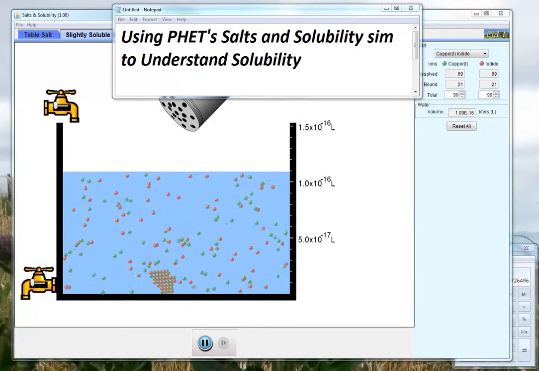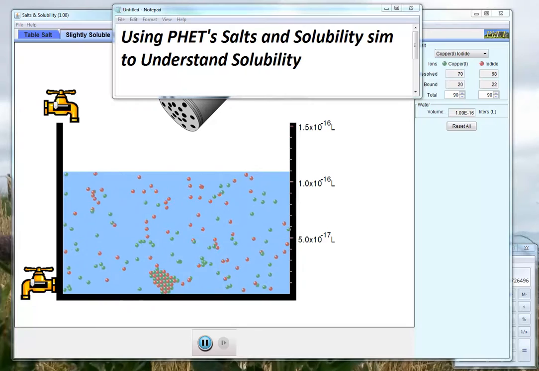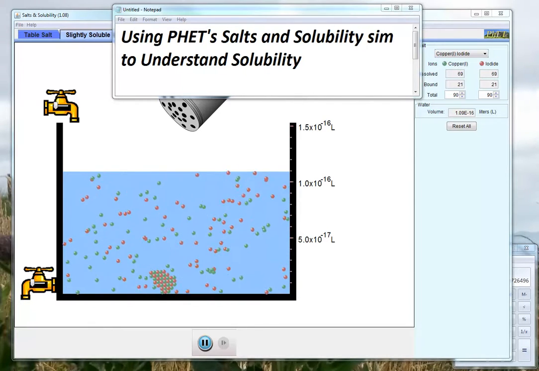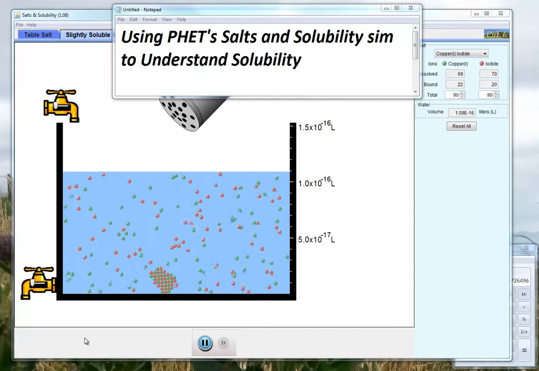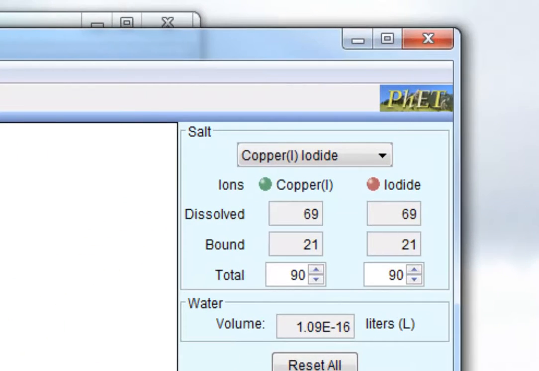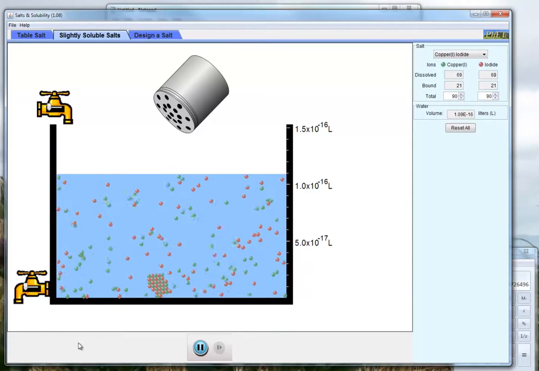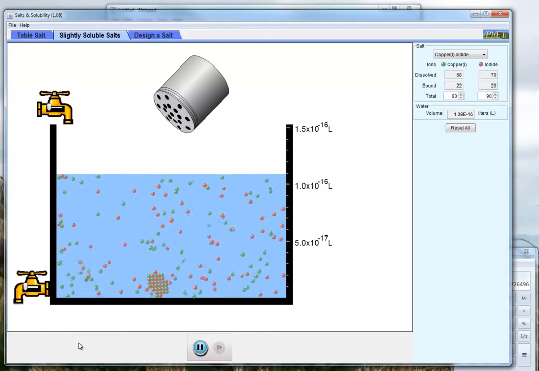I'm going to take you through the PhET sim, and hopefully you'll see how it and how these explanations will help you get a better handle on understanding solubility. So the first thing I'm going to start with is a situation where I've already loaded up some parameters into the sim, and what you should be seeing is a salt that is at its saturation point.